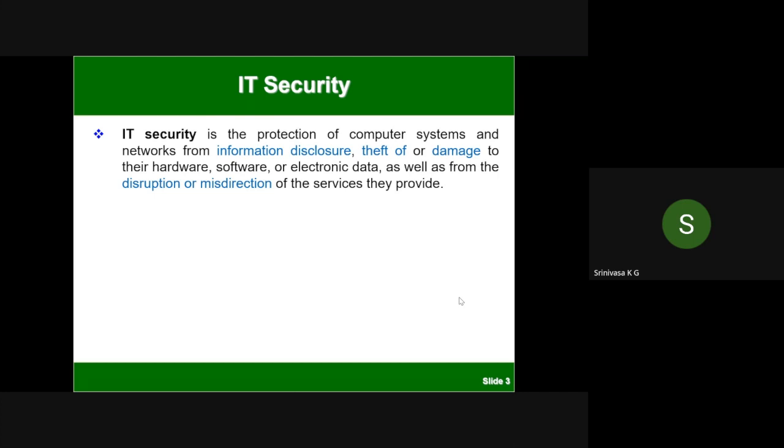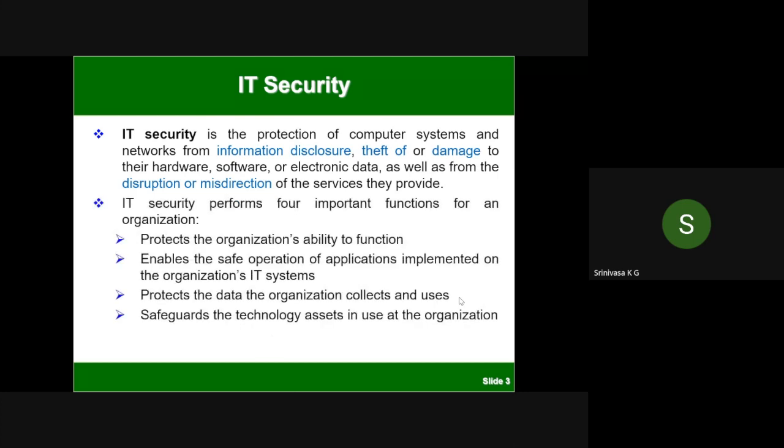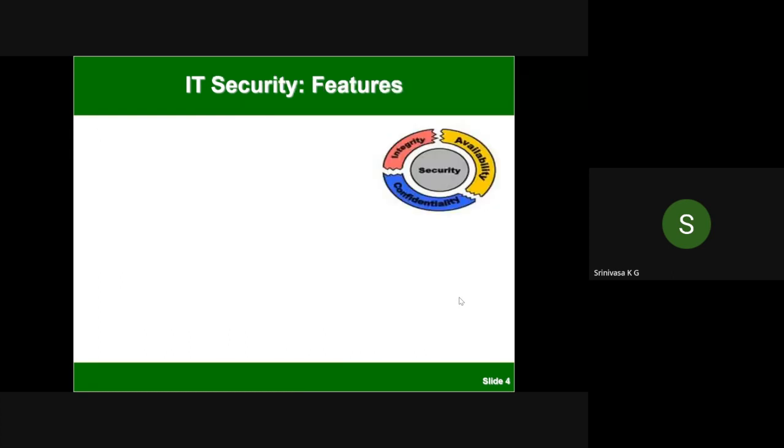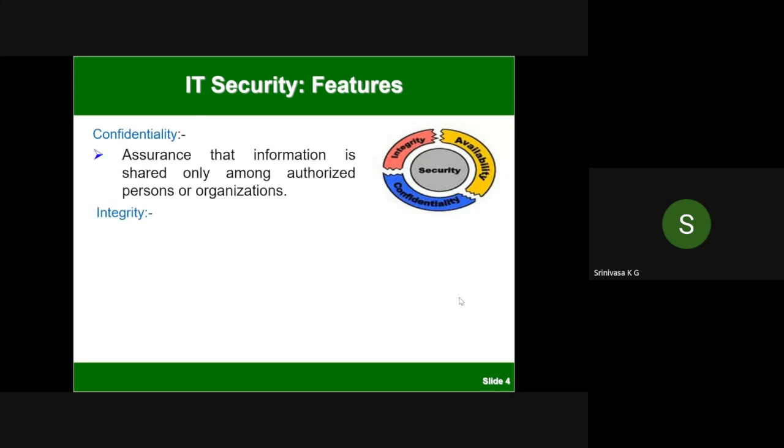This is called security. It performs four important functions for an organization: it protects the organization's ability to function, enables the safe operation of applications implemented on the organization's IT system, protects the data the organization collects and uses, and safeguards the technology assets in use at the organization.